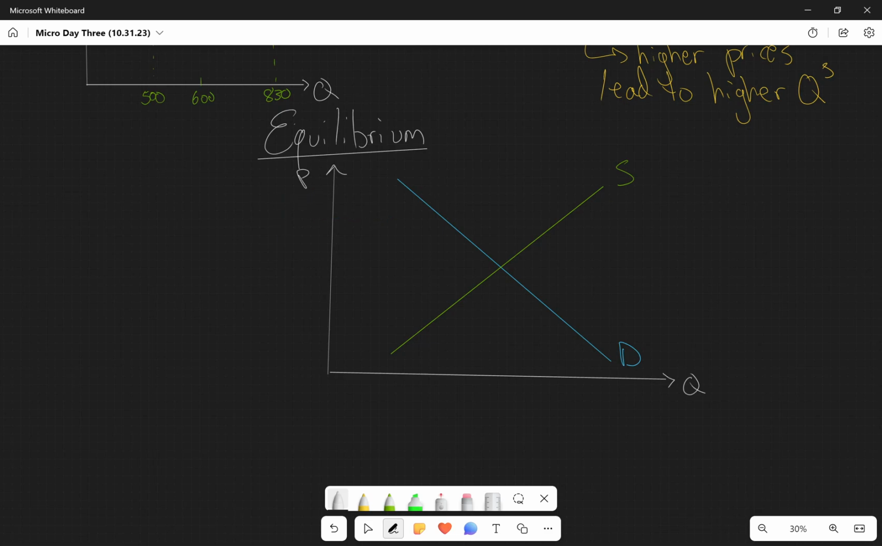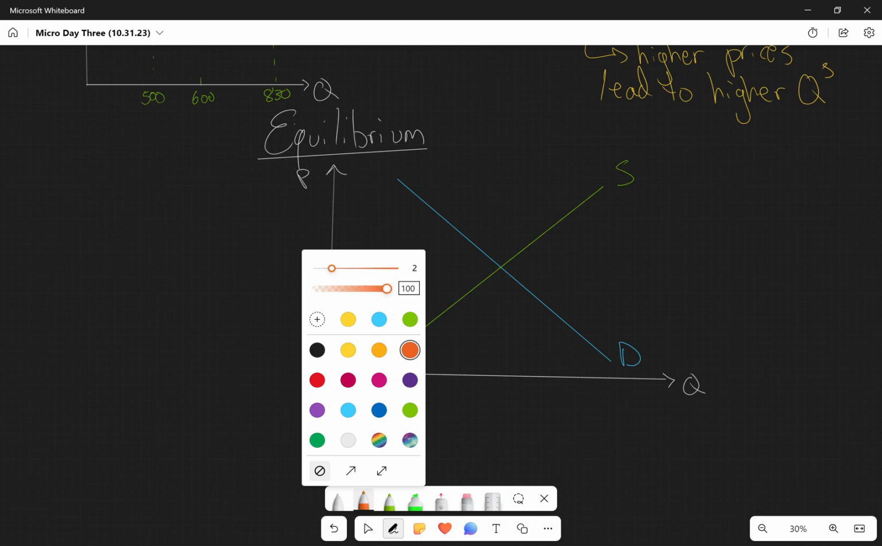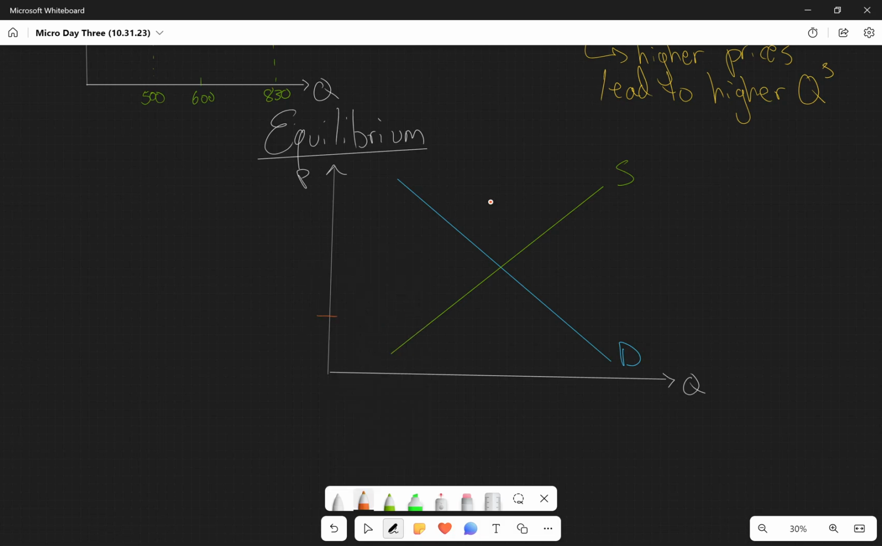What if the price were too low? Well, if the price was too low, then when we reflect this price off of our supply curve, we get a quantity supplied down here. And when we reflect it off our demand curve, we get a quantity demanded up here. So this is a situation of excess demand. What else can we call a situation of excess demand? A shortage. Very good.